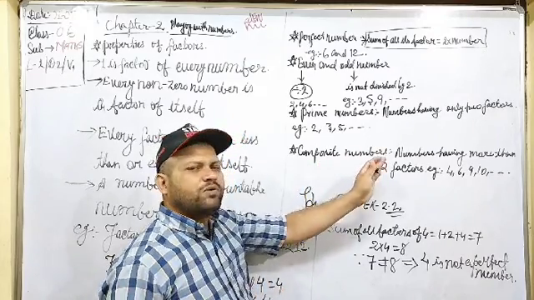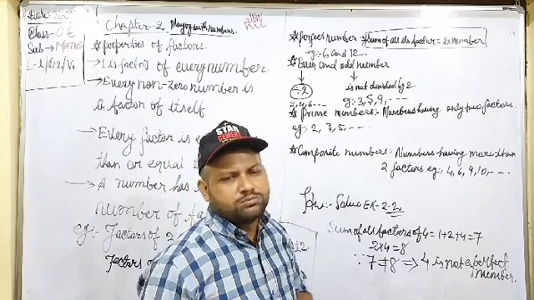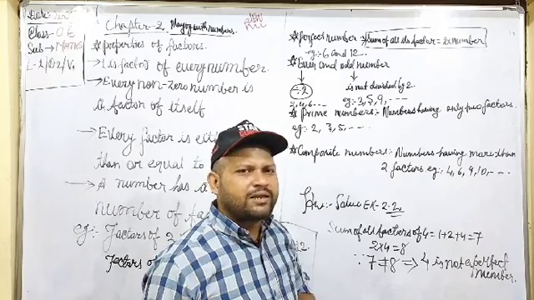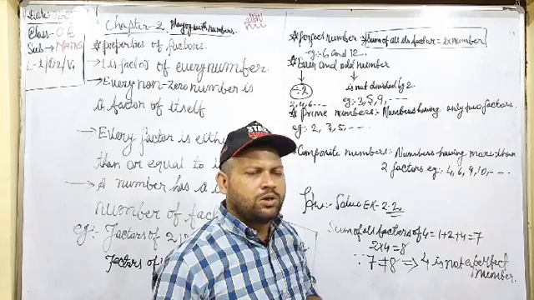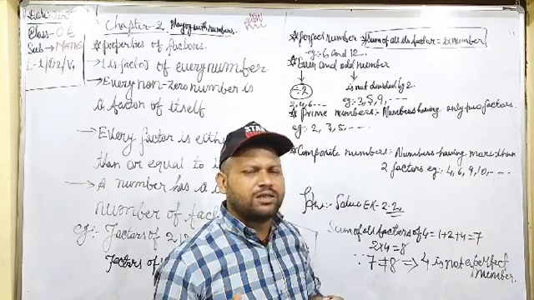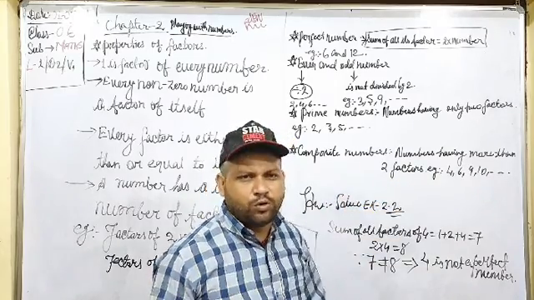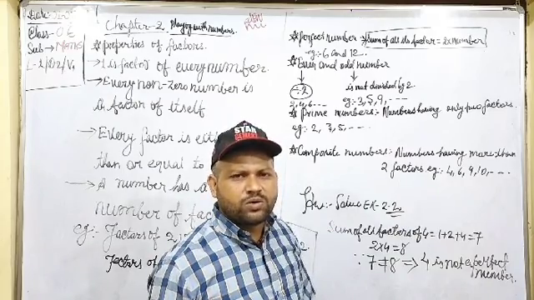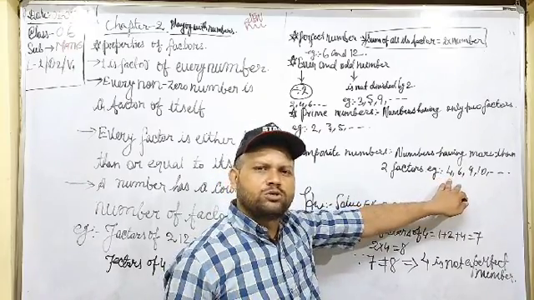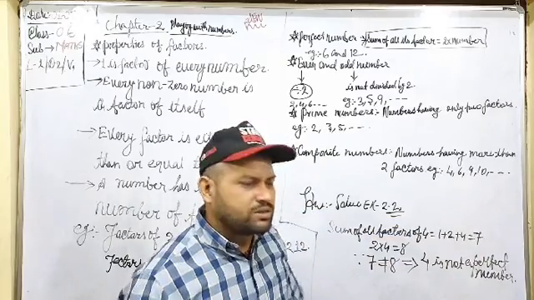Now composite number. What is a composite number? Except prime numbers, all numbers are composite. Hence we can say that the numbers which have more than 2 factors are called composite numbers. For example, 4 has 3 factors, 1, 2 and 4. That's why 4 is a composite number. 6 is also a composite number. 9 is also a composite number. So you have to remember these things.